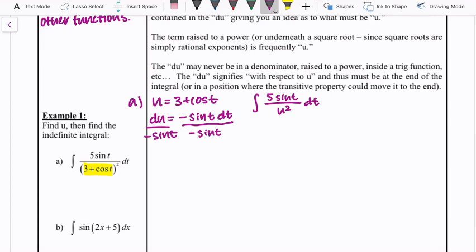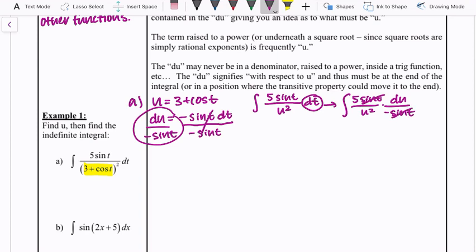I can already see here that I'm in a good position because I'm going to be dividing by sine t, and that's going to end up undoing the sine t that we have in the numerator. So over here, I'm going to have the integral of 5 times sine t over u squared. And now replacing dt with what we have designated as dt over here, that's going to be du over negative sine of t. Aha, so I see that the sine t's are going to end up canceling out.